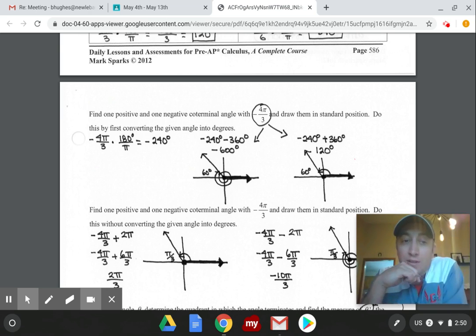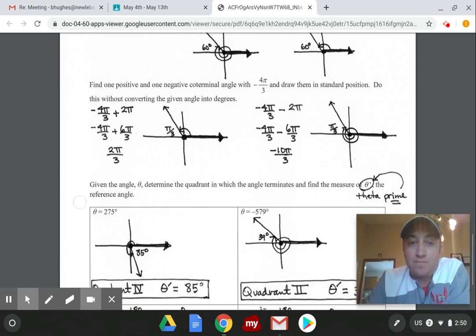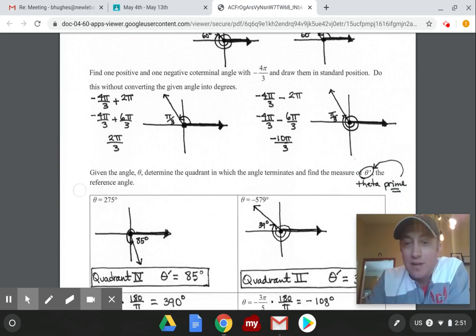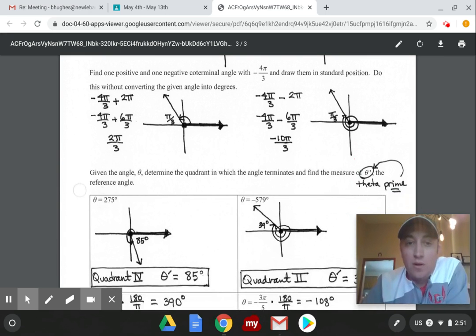If you wanted to leave it in radians and find a coterminal angle, instead of adding or subtracting multiples of 360, you would have to add or subtract multiples of 2 pi. And we can find coterminal angles that way. I would just have my radian measure as my final answer, which is what they did on this next example. Right here, I added 2 pi and subtracted 2 pi over here.